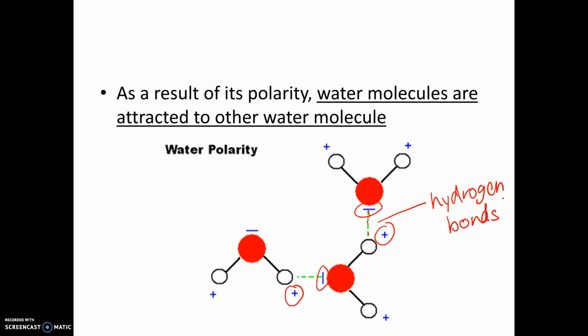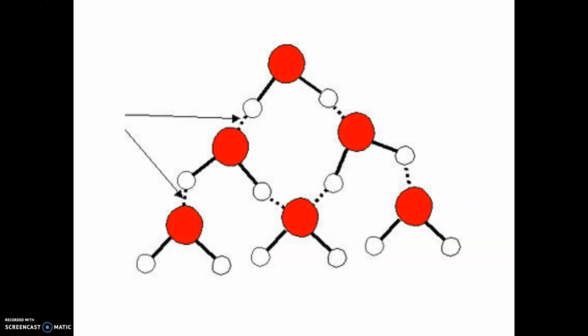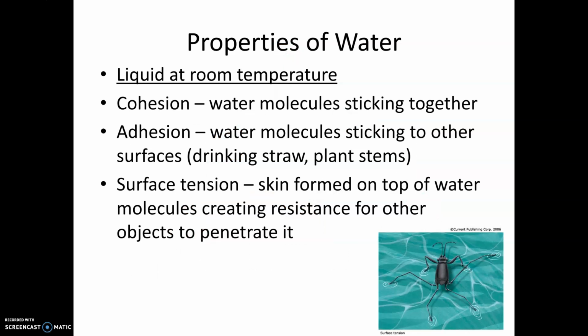So because of this polarity, water has some really unique characteristics. And we can see that with these hydrogen bonds connecting all these water molecules. And since these are being connected, we come up with these really specific properties. One of them being liquid at room temperature, but also these other words here. Cohesion is our first one. So cohesion is water molecules sticking together, and that's going to be due to these hydrogen bonds that are forming between the positive and negative ends of our water molecule.